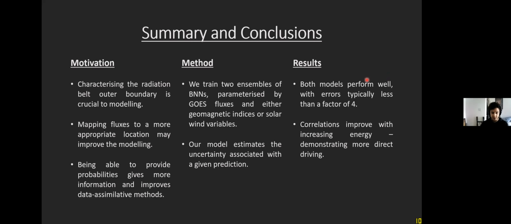So we did this. We've got 2 neural networks. We parameterized the GOES fluxes, which is what is typically used for boundary conditions, and then either the solar wind or geomagnetic indices. And we use that to parameterize the flux that we see at our boundary. And generally, we find that both our models perform pretty well. We're quite happy with how they perform. And like I said, from the correlations, we're seeing that it's easier for the model to pick up what is more obvious physics in this domain.